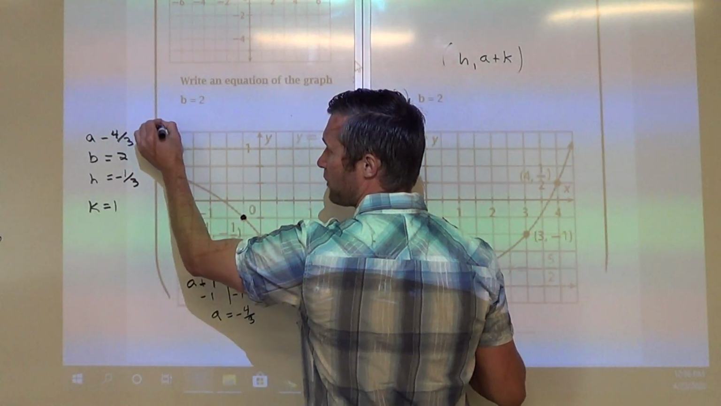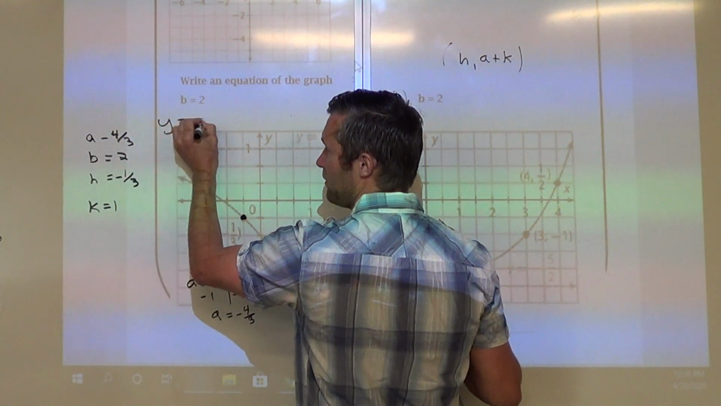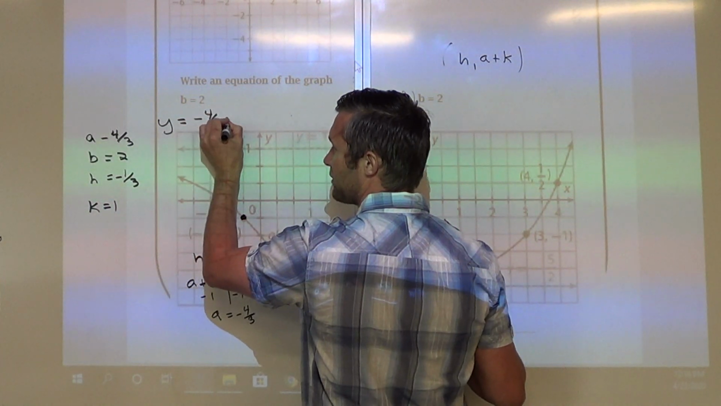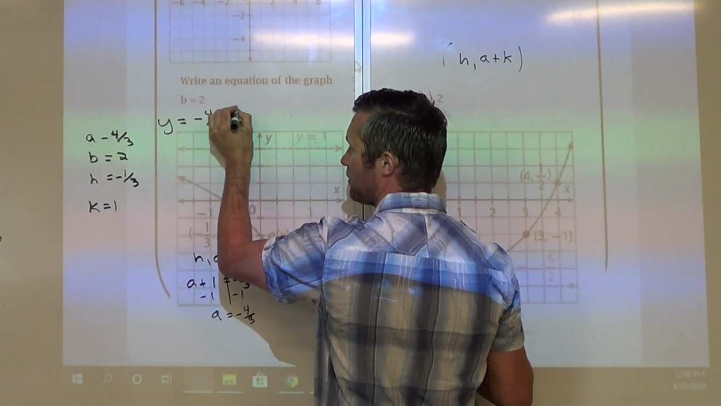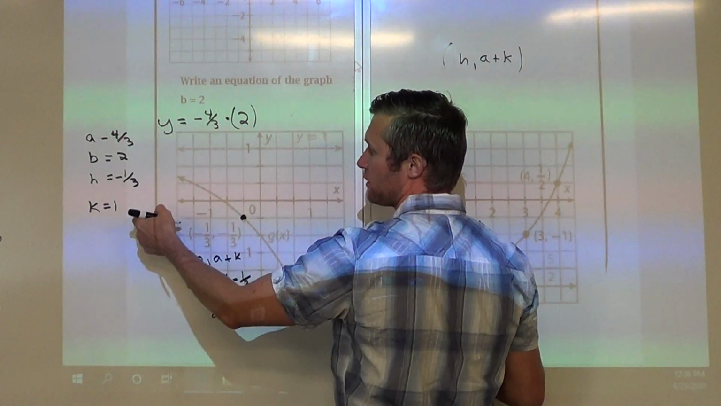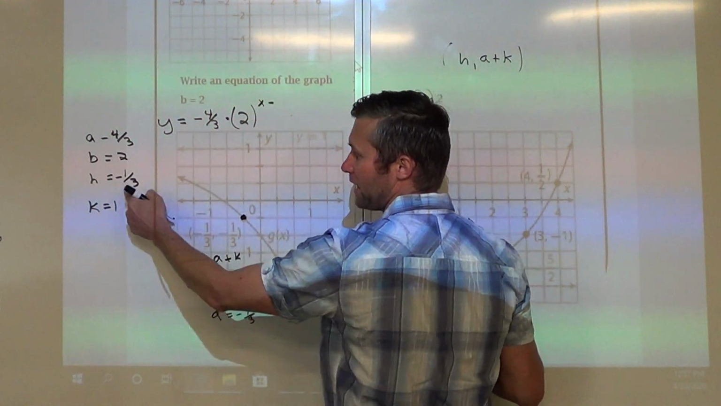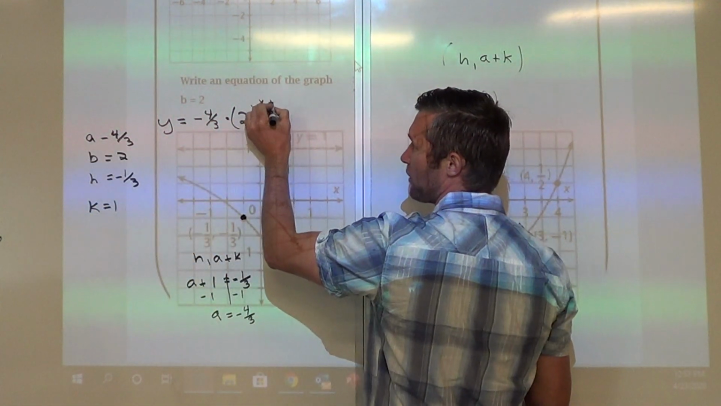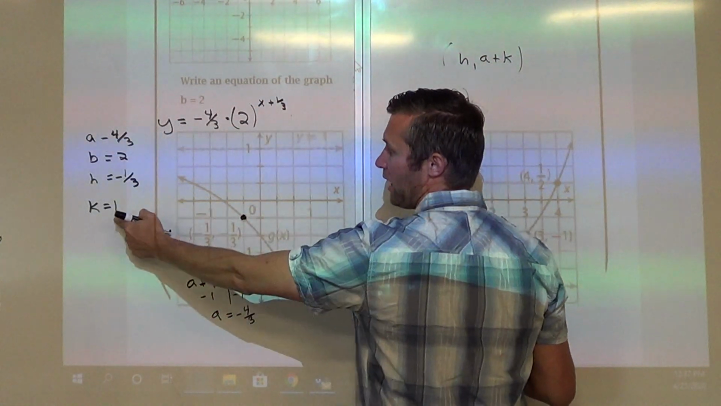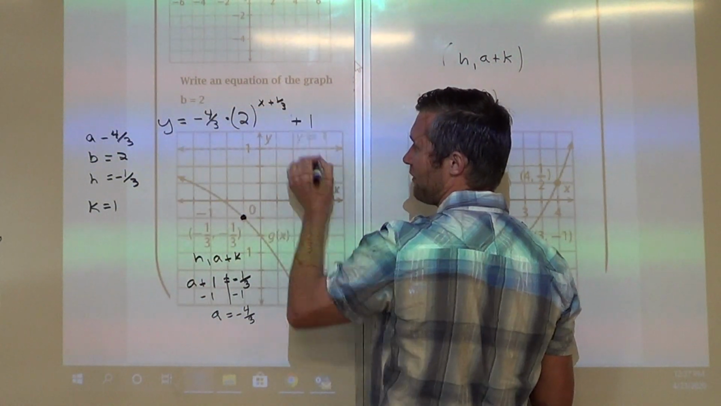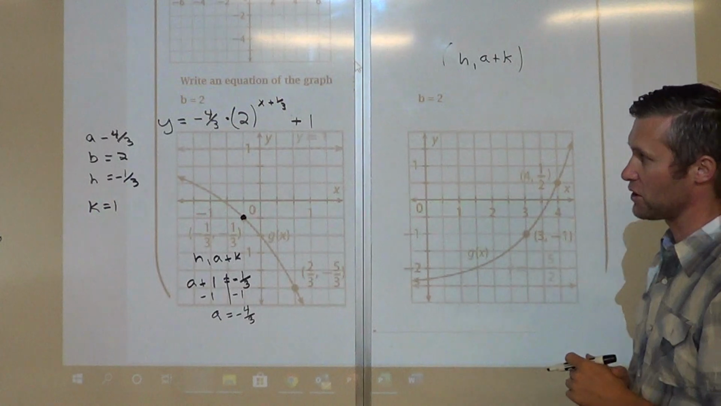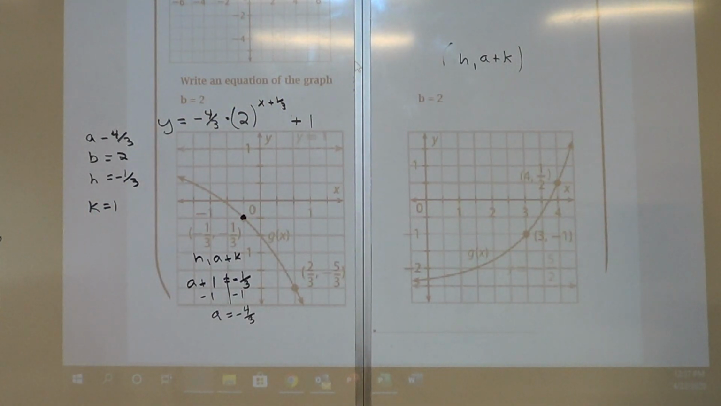So now I write my equation. Y is equal to my a value, negative 4/3, times my b value of 2, to the x minus negative 1/3, so that would be plus 1/3, plus my k value of 1. So there's my equation as you go through it.